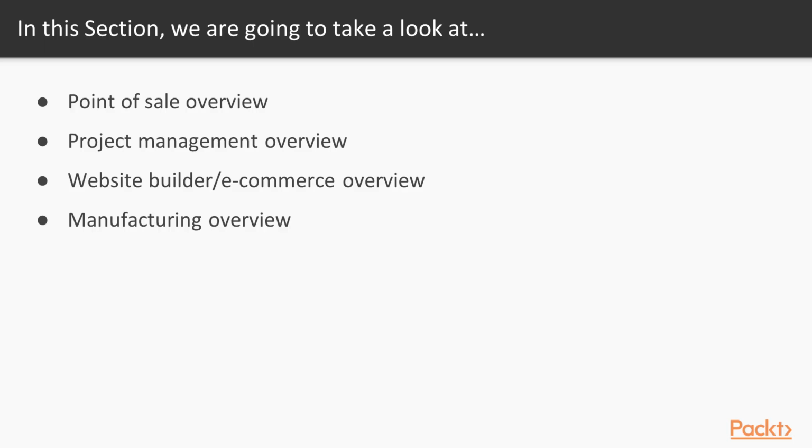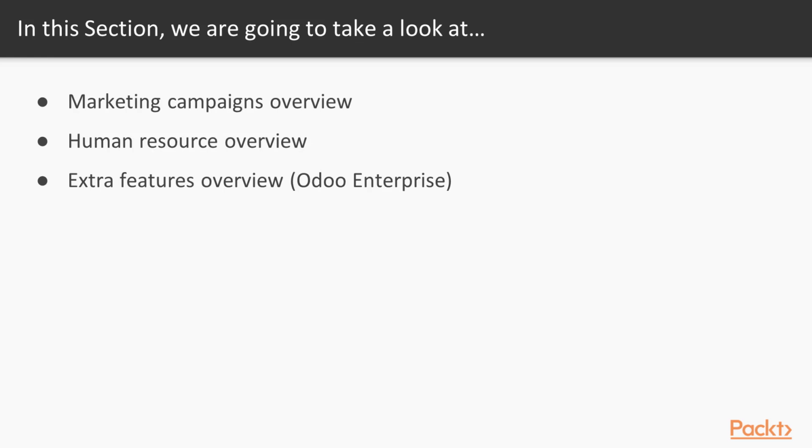In this section, we will cover the following points: point of sale overview, project management overview, website builder and e-commerce overview, manufacturing overview, marketing campaigns overview, and human resources overview. And we will see the extra features overview in Odoo Enterprise.